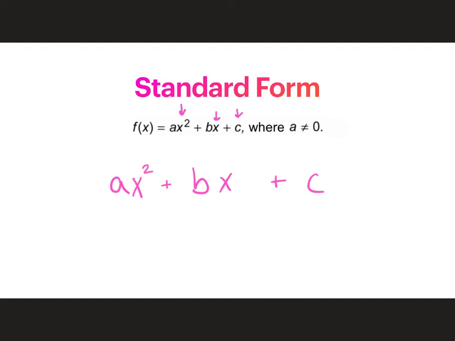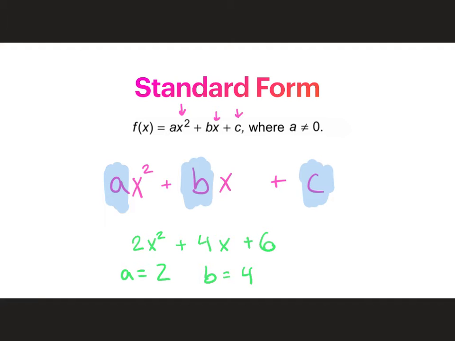So just the number in front of the x squared is the a. Just the number in front of the x is the b. And then the last number is the c. So if we had an example, 2x squared plus 4x plus 6, what is our a? 2. What's our b? 4. And what's our c? 6.